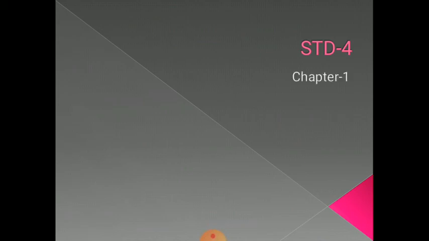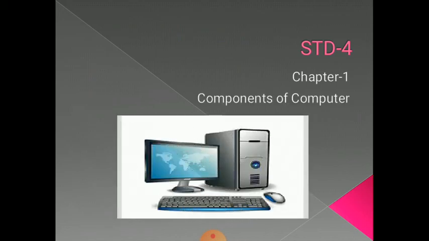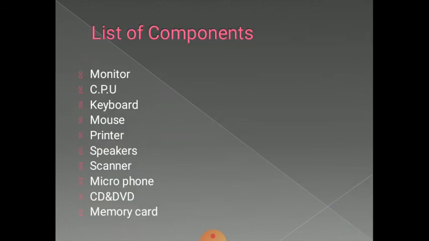Now we recognize chapter number one, the components of computer. This is the image of our computer. The list of components is given here: monitor, CPU, keyboard, mouse, printer, speaker, scanner, microphone, CD and DVD, and memory card.